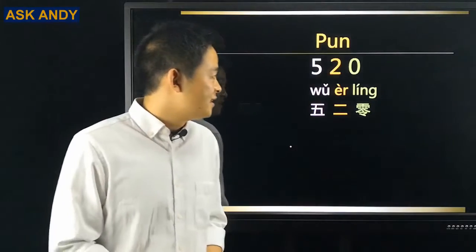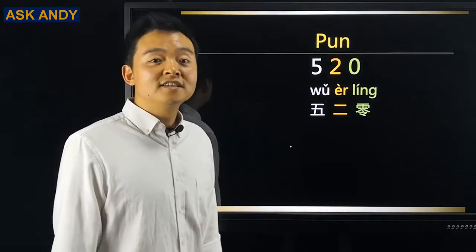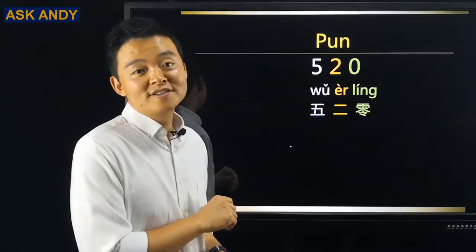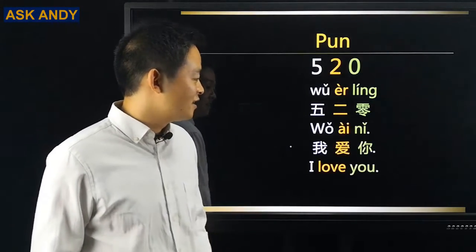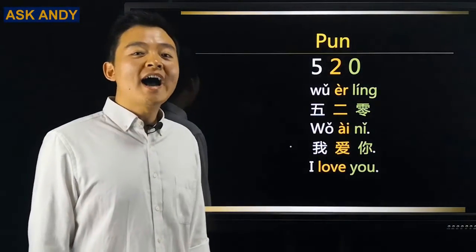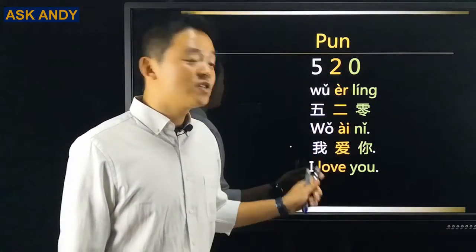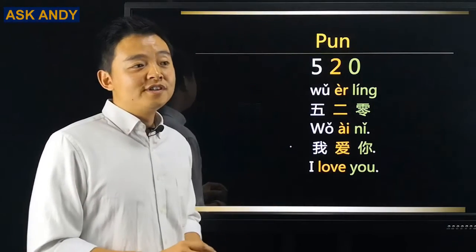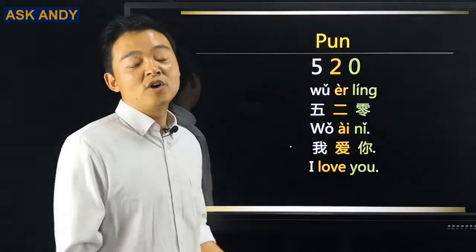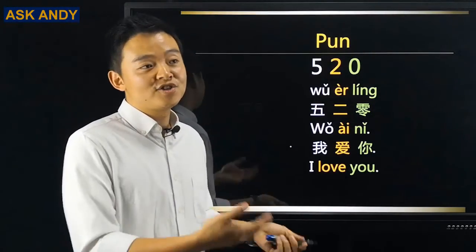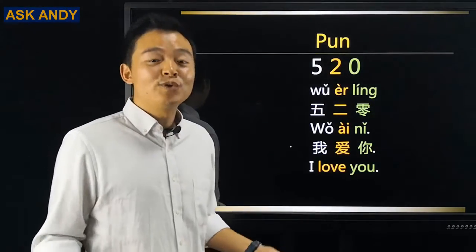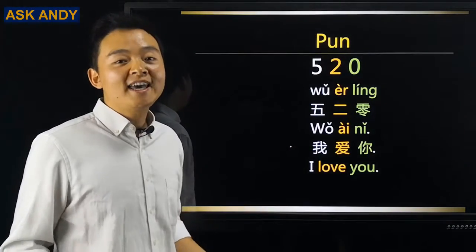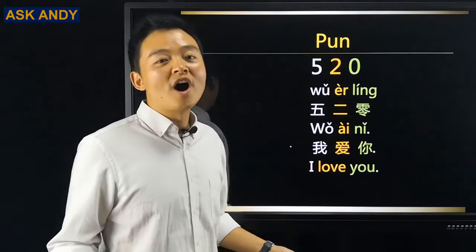Okay, pun, this one. So the last one. 520. If someone texts you with these 3 numbers, what does that mean? Actually, it means 我爱你. So 520 means 我爱你 in China. See? So it's really important for you to know in case someone texts you 520, like a Chinese girl or a Chinese guy texts you 520, and you say, what's that? I hope you can get it. When someone texts you 520, it means I love you. 我爱你.